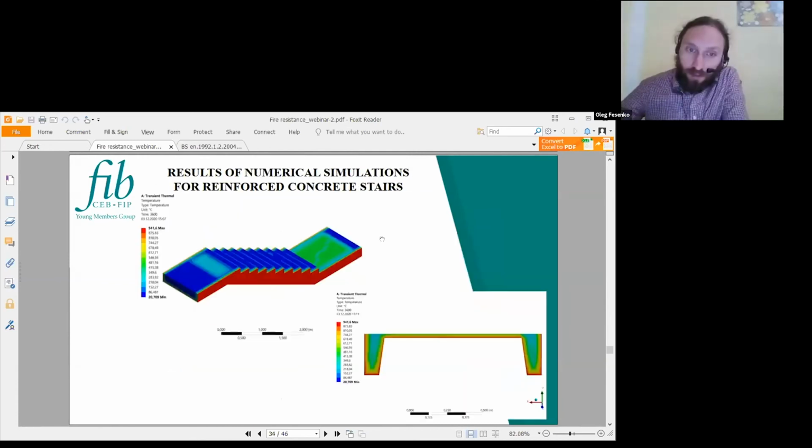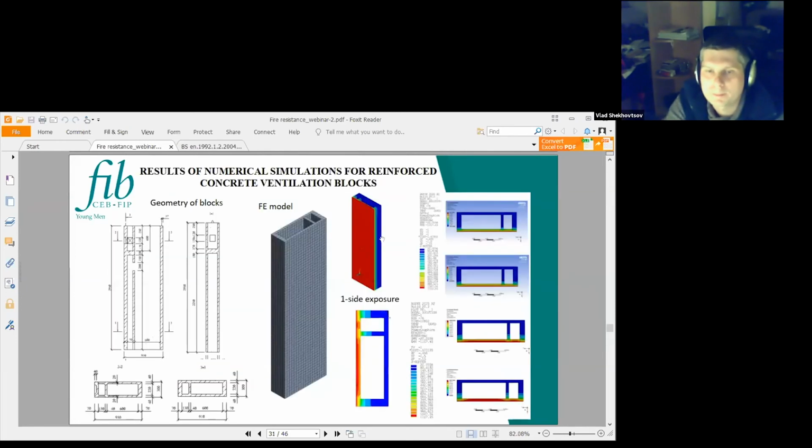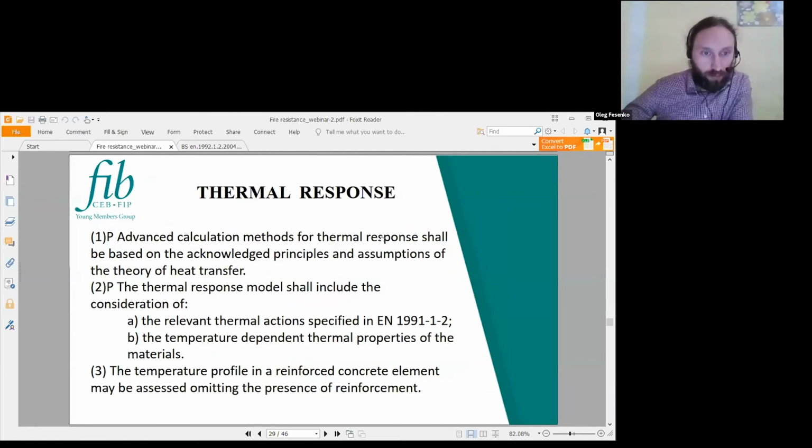How many degrees? Yes, good question. Thank you. I can answer you, but it's about thermal response. In point 3, the temperature profile in reinforced concrete elements may be assumed omitting the presence of reinforcement. I can say we can ignore the reinforcement, or we can say the temperature in the concrete cross section, at the point where the reinforcement bar is situated, is the same as the temperature in this reinforcement bar. We have this assumption, the temperature profile.